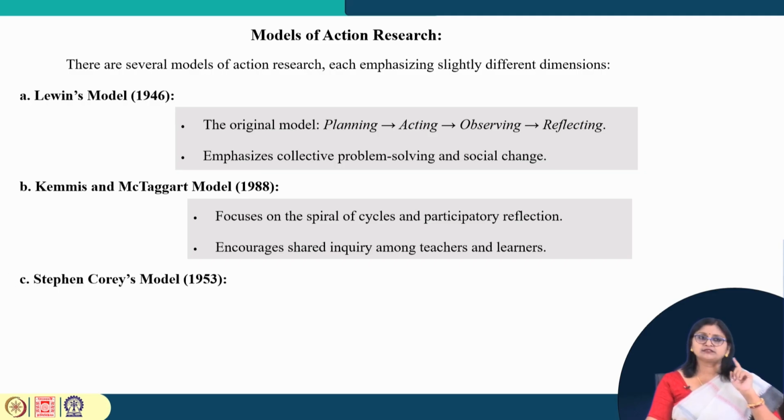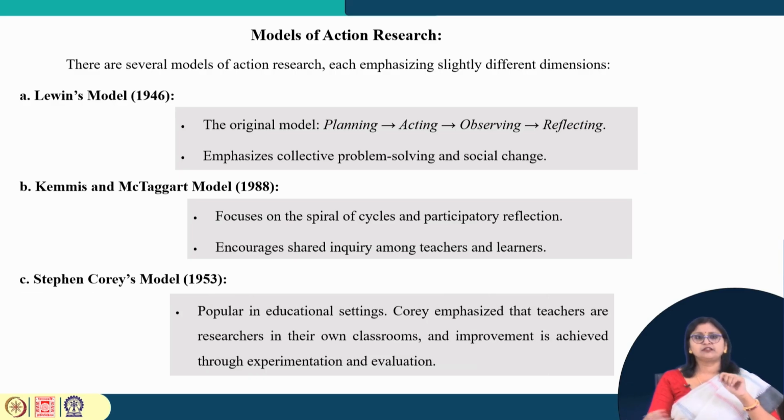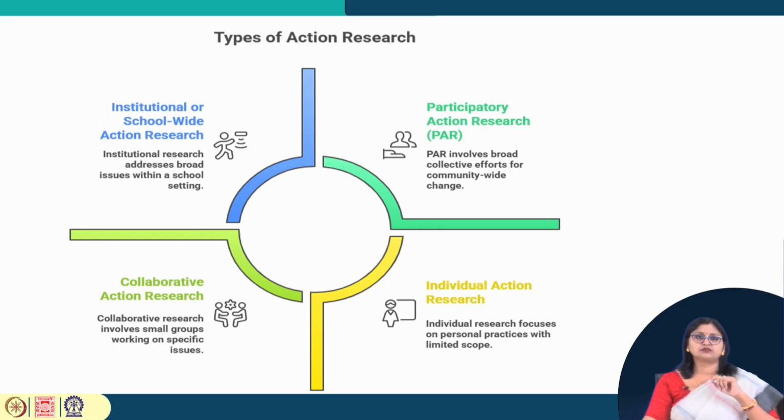Then the third one is Stephen Corey's model given in 1953, and this model was very popular in education settings. Corey emphasized that teachers are researchers in their own classroom, and improvement is achieved through experimentation and evaluation. This model was very famous in the education field. And now we will talk about the types of action research.